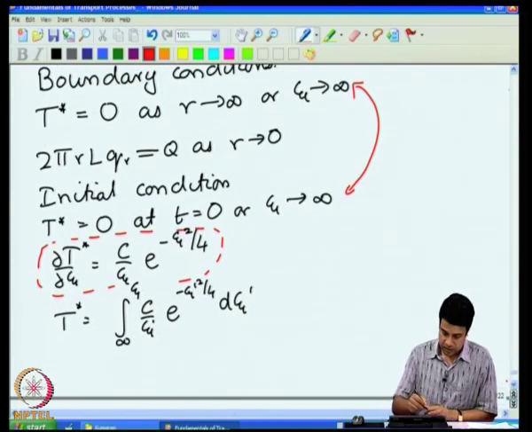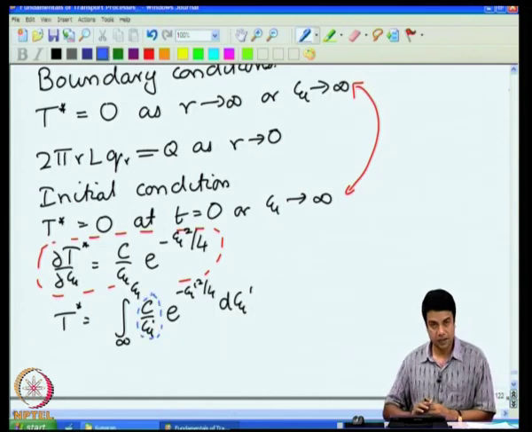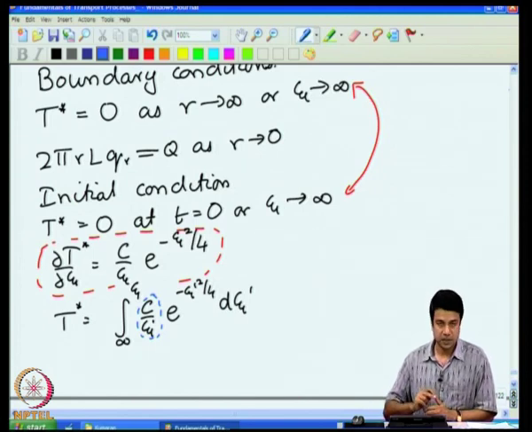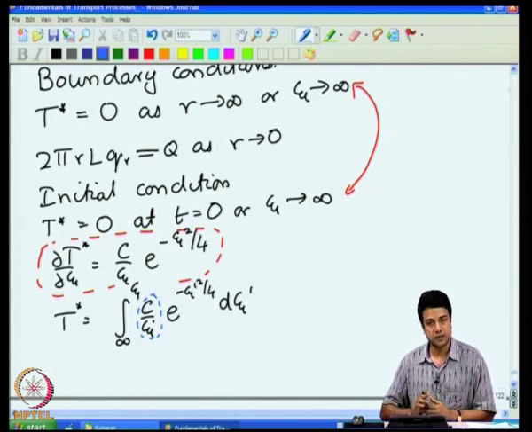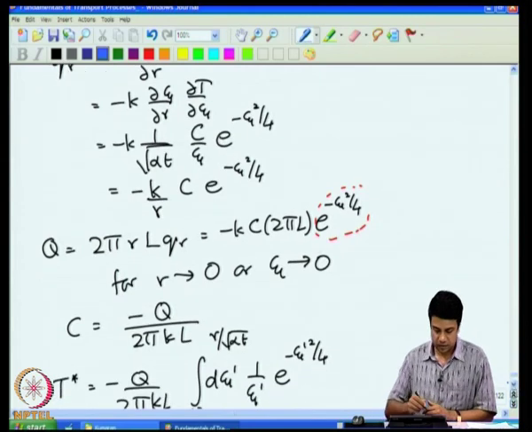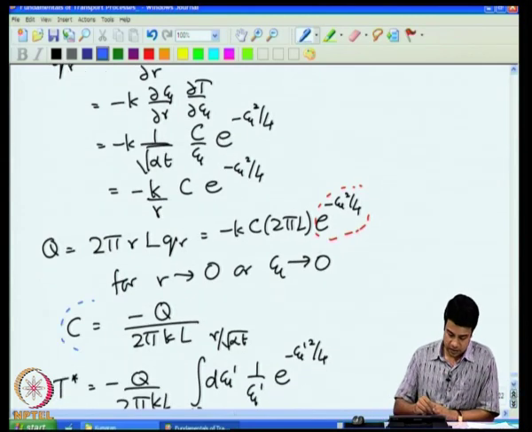Okay. This term was not present in a Cartesian coordinate system once again, and therefore, we were able to specify the temperature. But when this term is present, T star actually goes to infinity as you approach the surface. Okay. Despite T star going to infinity, we were still able to find the constant C in the equation.